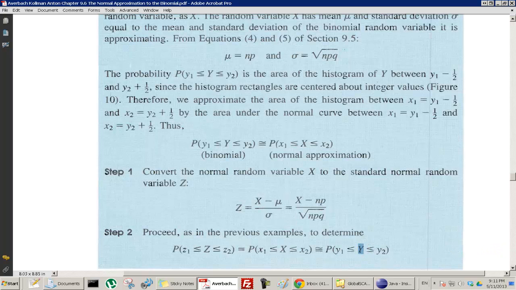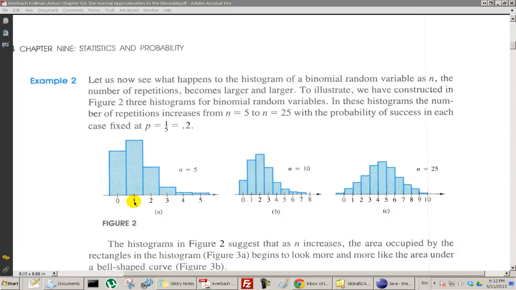Okay, so let's go back to this diagram, which showed different binomial random variables. Remember, p was equal to 1/5, so this is not like a fair coin, where p would be equal to a half. And we saw that when n is equal to 5, it doesn't really look like a normal curve, so maybe it wouldn't be a very good idea to approximate this binomial random variable by a normal random variable.